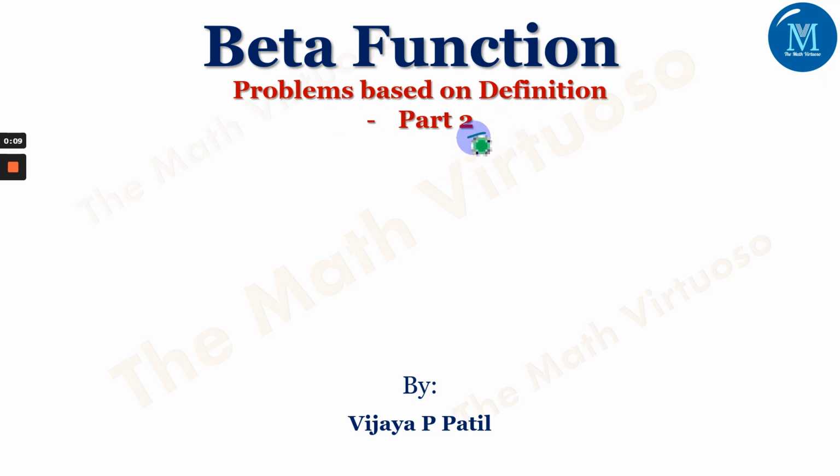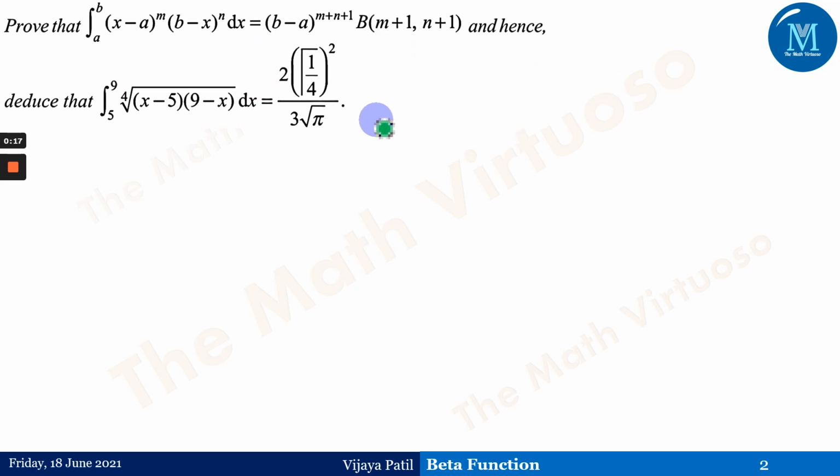In continuation with the beta function, we'll be dealing with the problems based on the definition part 2. This part is a little different; we will deal with identities as well as the problems based on them. The first in that series is integration from a to b, (x minus a) to the power m, (b minus x) to the power n, dx equals (b minus a) to the power (m plus n plus 1) into beta of (m plus 1, n plus 1), and hence we need to deduce that.